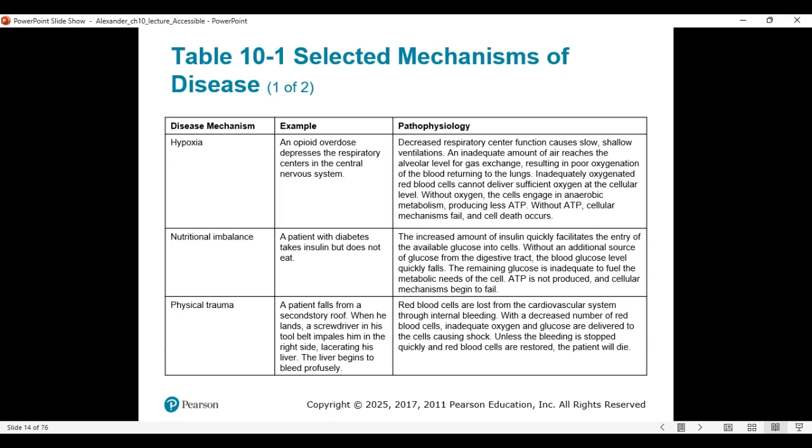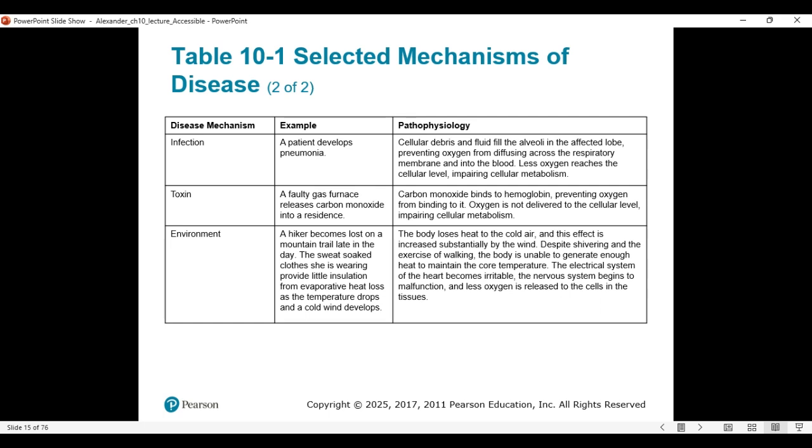Nutritional imbalance. The example they give is a patient who is diabetic, takes their insulin but doesn't eat. Physical trauma. A patient falls from a roof. When he lands, a screwdriver in his tool belt impales him on the right side, lacerating his liver. The liver begins to bleed, and you'll go into a shocky state. Infection. They say a patient gets pneumonia. These are all examples. There are multiple examples, but these are the ones they're using. Toxins. They can get carbon monoxide poisoning if there's a faulty furnace or something with combustion that's not vented properly. And environmental. A hiker becomes lost on a mountain trail late in the day, sweats, their clothes get wet and evaporate, heat loss, and they get hypothermic.